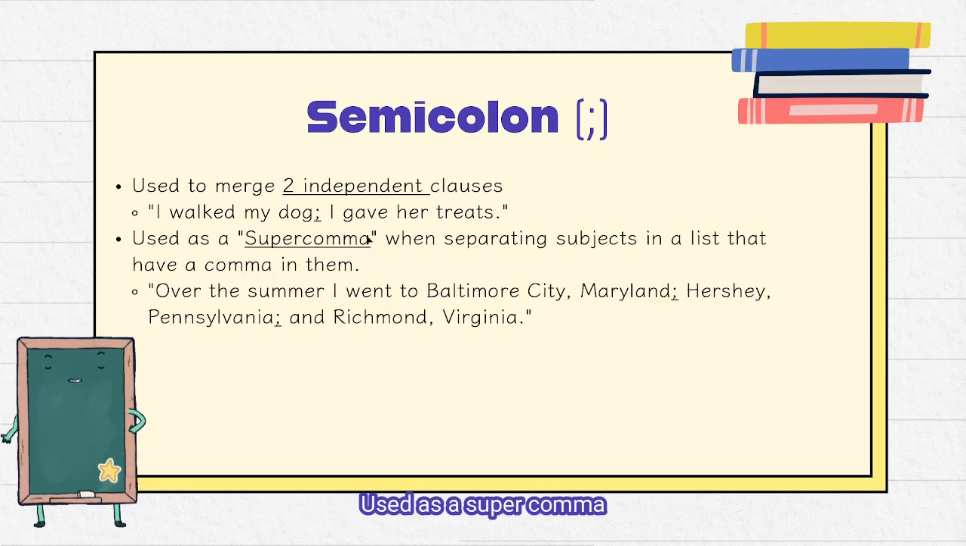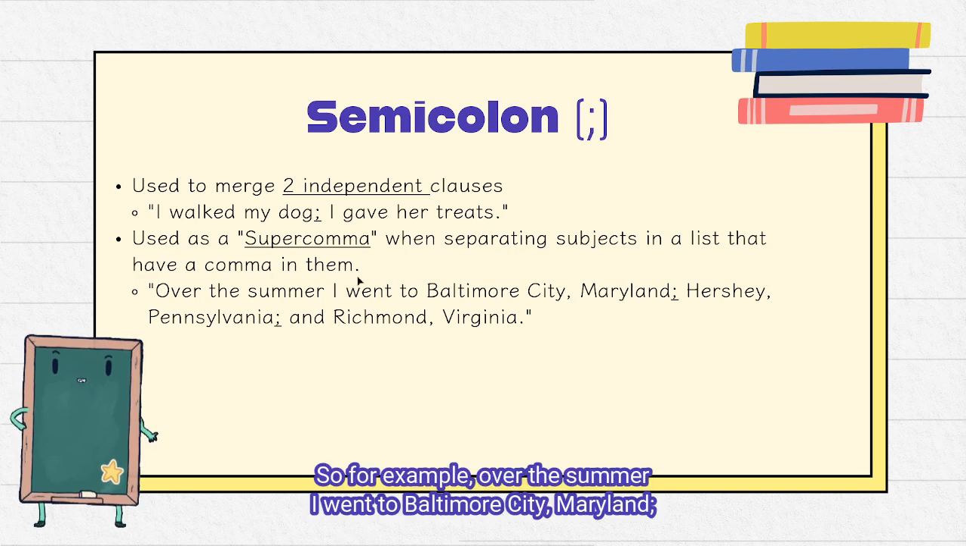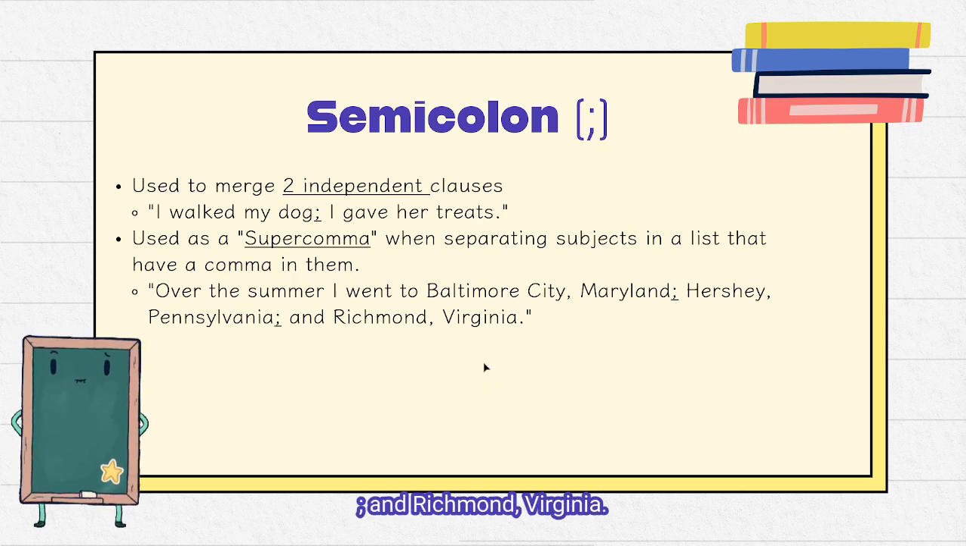Semicolons are also used as a super comma when separating subjects in a list that have a comma in them. So, for example, over the summer, I went to Baltimore City, Maryland; Hershey, Pennsylvania; and Richmond, Virginia.